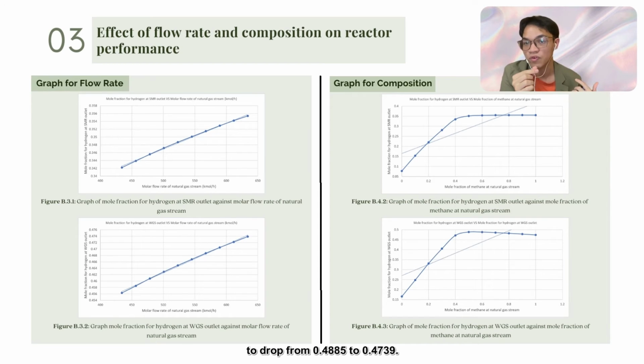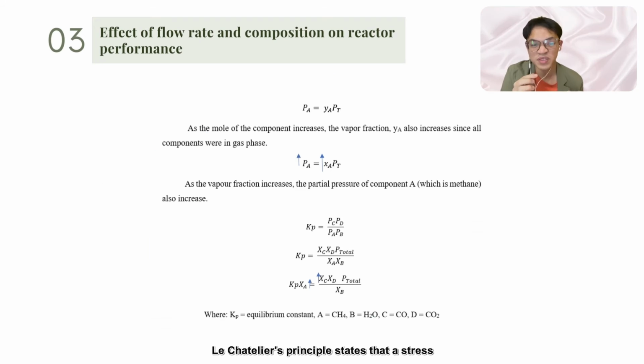The mole fraction of hydrogen at the WGS outlet started to drop from 0.4885 to 0.4739. Le Chatelier's principle states that when a stress is applied to a reaction mixture at equilibrium, the net reaction goes in the direction that relieves the stress. According to Le Chatelier's principle, the position of equilibrium will move in a way that opposes the changes made to the system, which is to favor the production of the product. Meanwhile, the mole fraction of hydrogen at the WGS drops as the system starts to favor the reactant side.